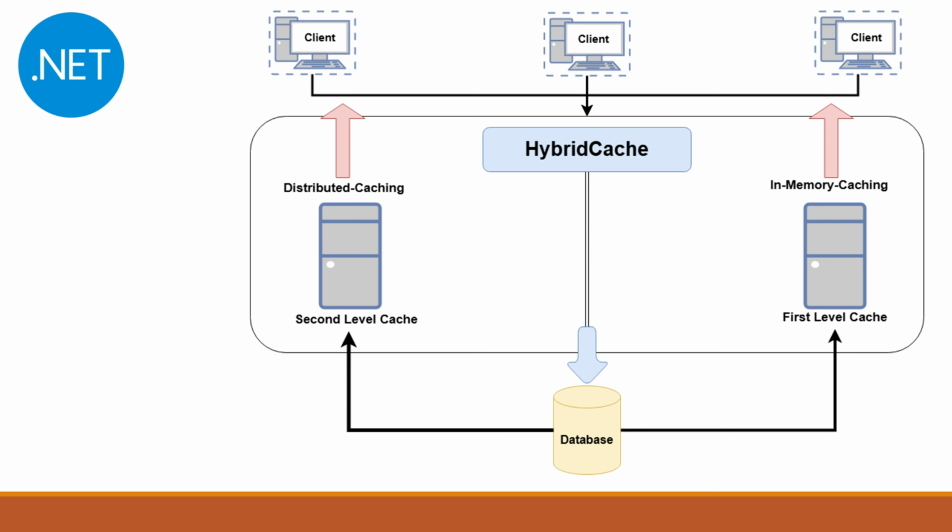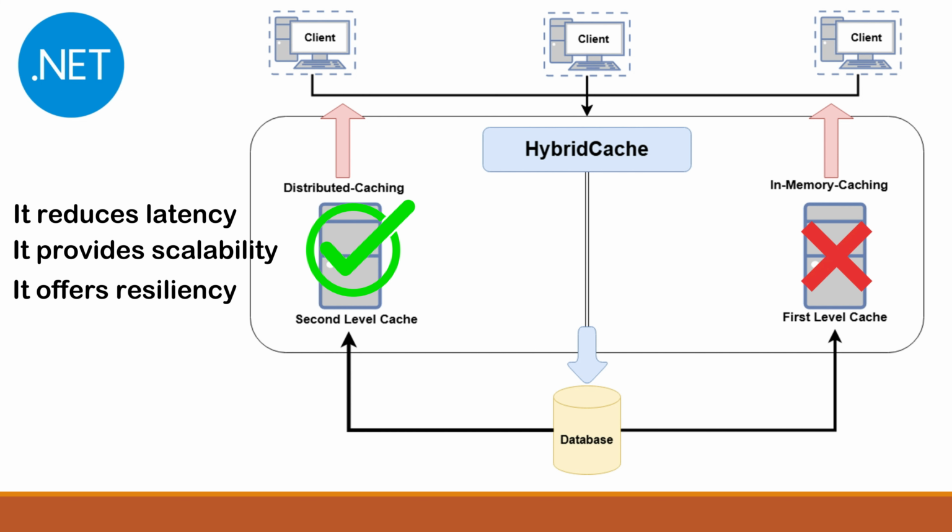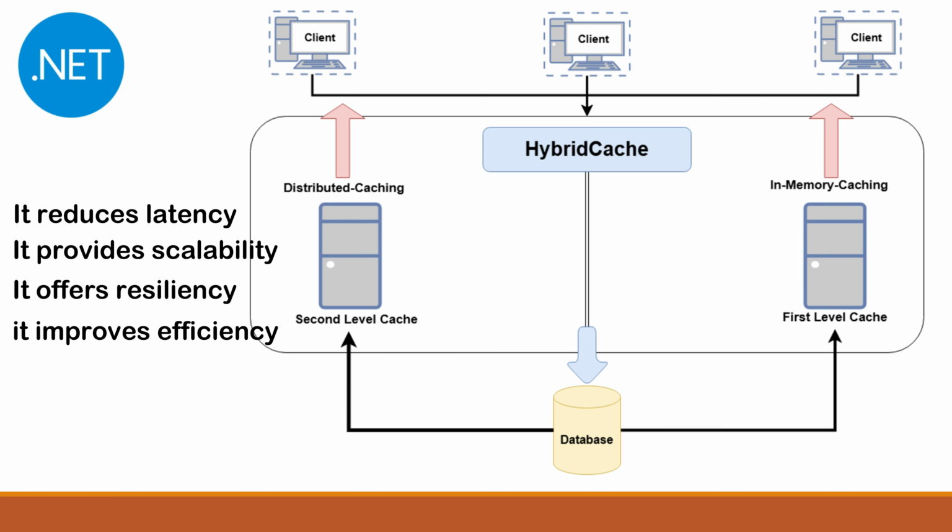Here are some key benefits of using Hybrid Cache. First, it reduces latency by fetching data from the in-memory cache, which is much faster than querying a database. Second, it provides scalability because with a distributed cache like Redis, you can share cached data across multiple instances of your application, ensuring consistency and performance across the system. Third, it offers resiliency. If one cache layer fails, the other serves as a backup, preventing downtime. And lastly, it improves efficiency by keeping frequently accessed data local, which reduces network calls and boosts overall application performance.